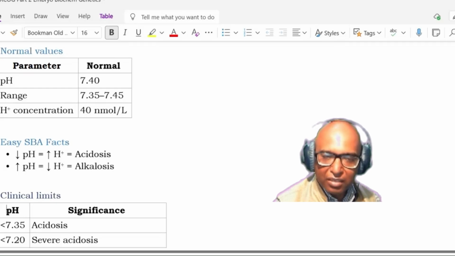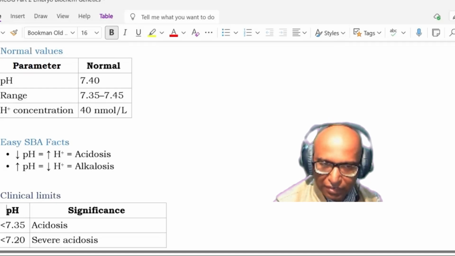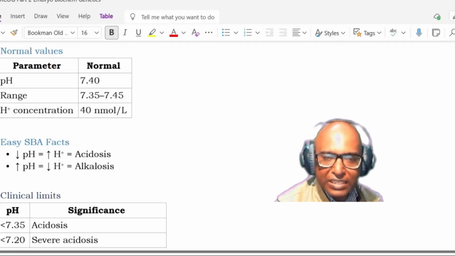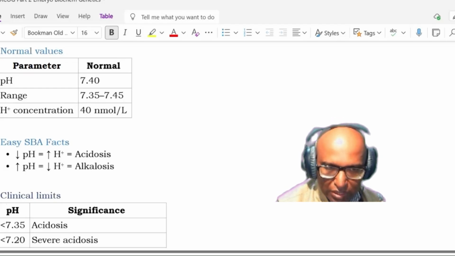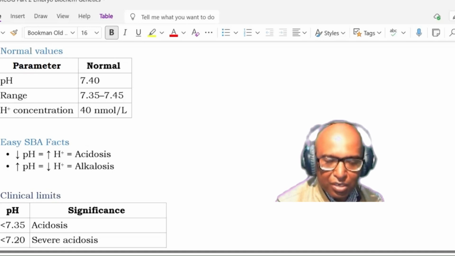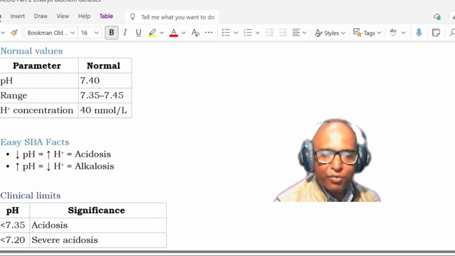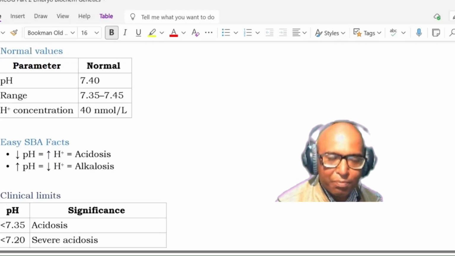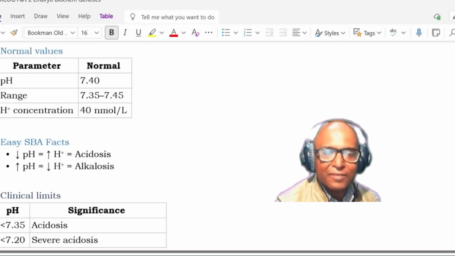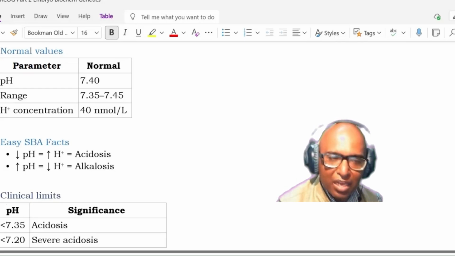When it is less than 7.35, that is if it is 7.32 or 7.34, we say it is an acidic pH. When it is 7.46 or 7.48, we will label this as alkalosis, so alkaline pH is there. So the normal value is 7.4, and the range is 7.35 to 7.45. Below this range is acidic and above this range is alkalosis.